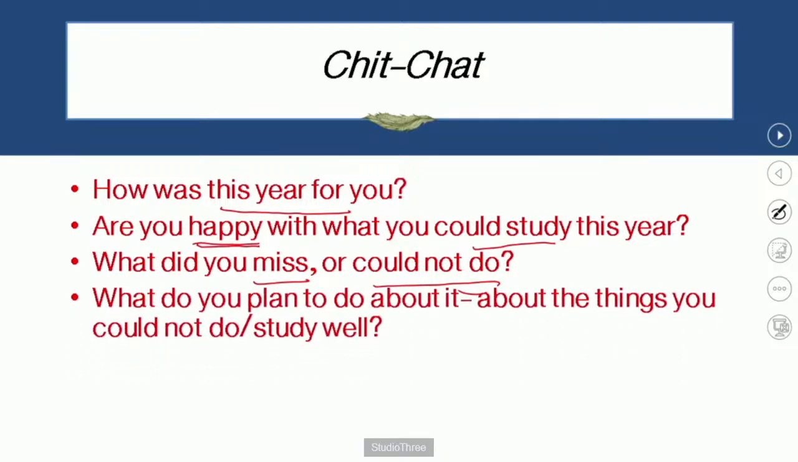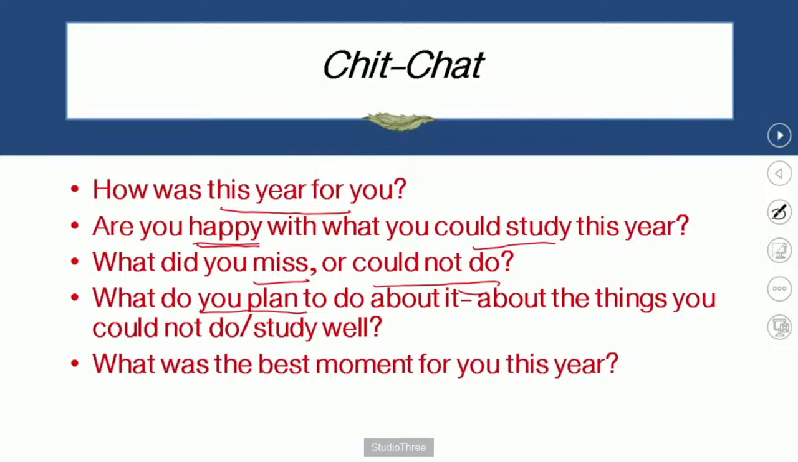Then what do you plan to do about the things you could not do or study well? Means you have missed so many things this year, but you have to plan for the next year. I will do many things for next year. Then another, what was the best moment for you this year? We have gone through all the 4 texts, and all 4 texts begin with a poem at the beginning of every unit. Then you have enjoyed so many things in this 9th standard. But what is the best moment for you that you have learned in this year?